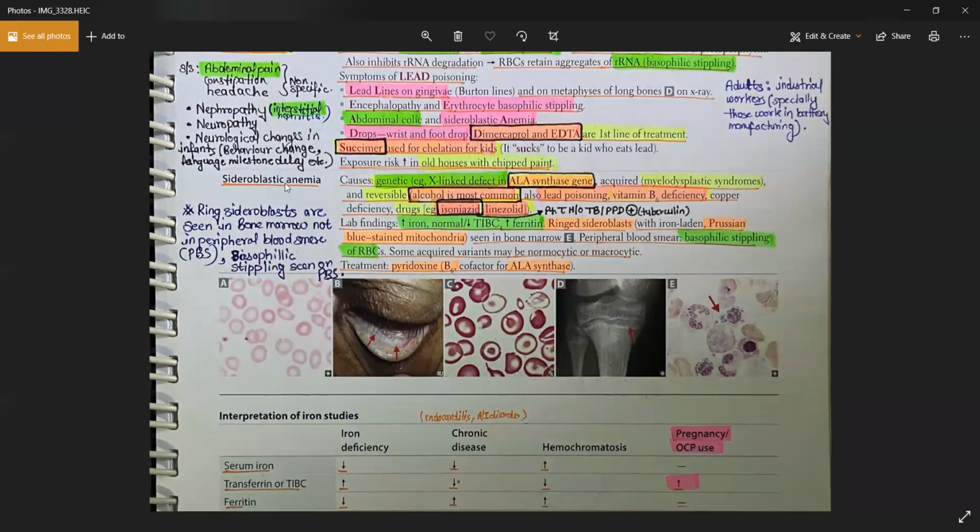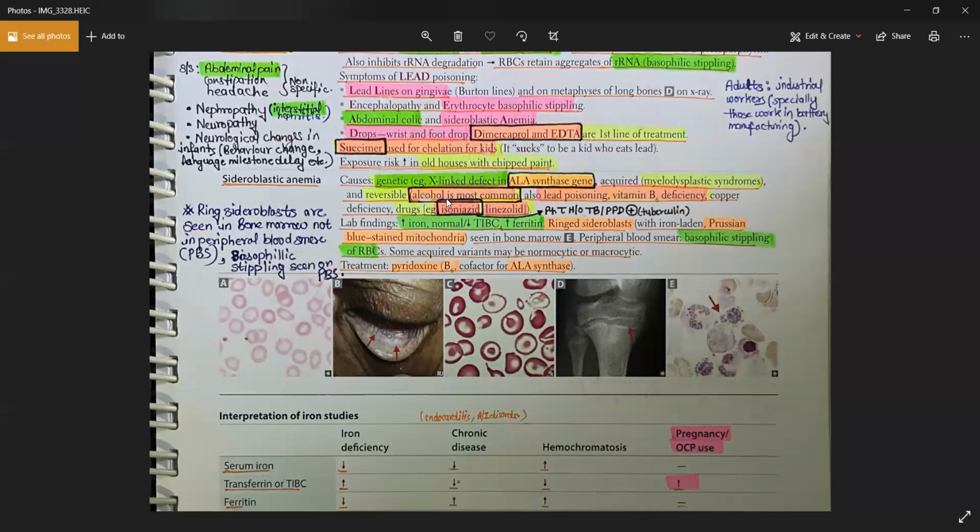The anemia from the lead poisoning. Oh, okay. Now comes the sideroblastic anemia. The sideroblastic anemia can be acquired or it could be a hereditary cause also. Generally it could be an X-linked defect in the ALA synthetase gene. See, in the lead poisoning, you are having a deficiency or an inhibition of the ALA dehydratase. In case of sideroblastic anemia, you are having an inhibition or a deficiency or a mutation in the ALA synthetase. It could be also acquired.